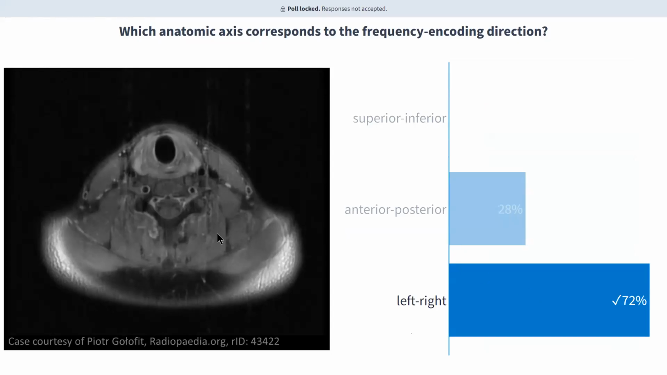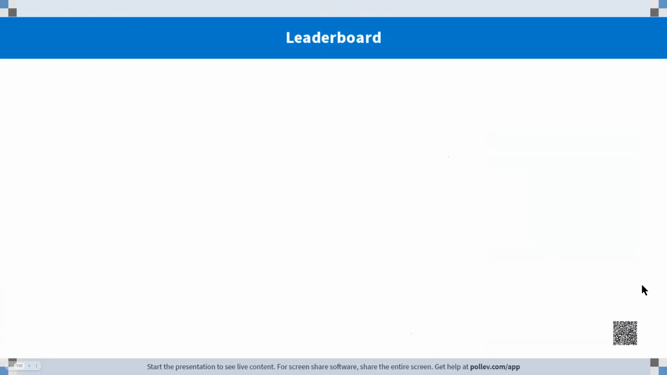So the phase encoding direction would be AP because this pulsation artifact is being projected into the AP direction. And so perpendicular to that on this image would be left, right. So that would be frequency encoding. That is the correct answer that most of you got. You guys are ready. You guys are ready for the core.